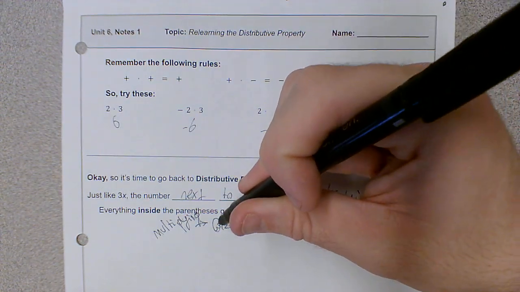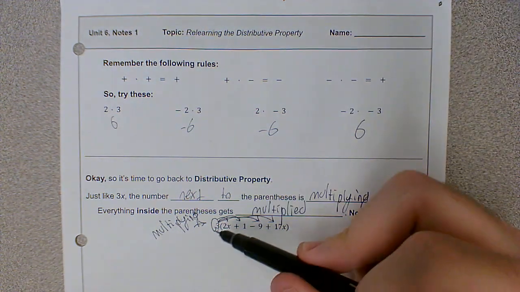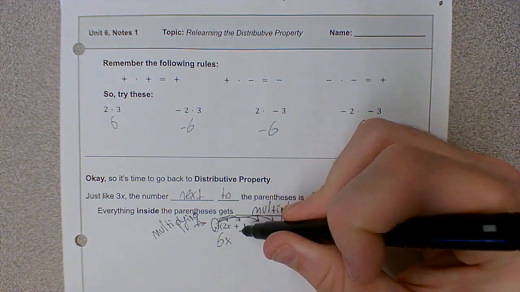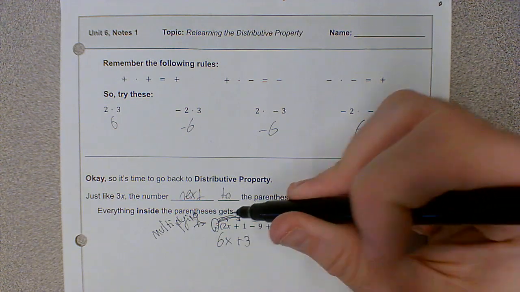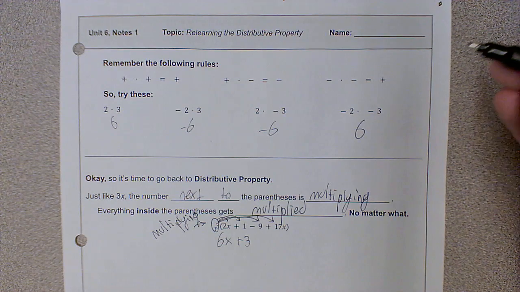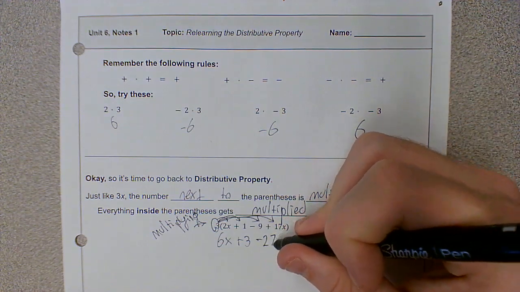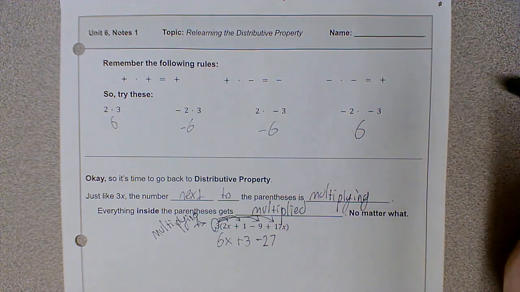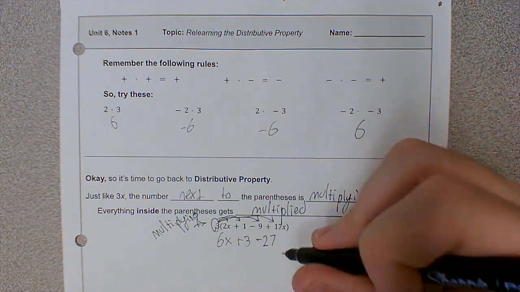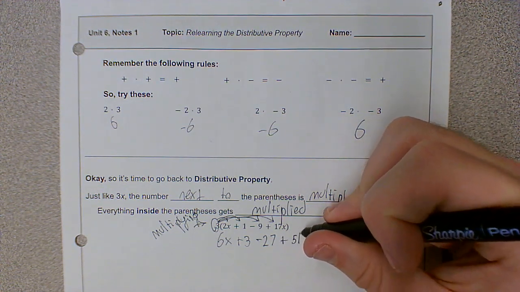It's that simple. So, 3 times 2 is going to give me 6x. 3 times 1 is going to give me 3. 3 times negative 9, remember this is a negative because there's a minus, gives me negative 27. And lastly, 17 times 3 is going to give me, let's see, that'll be positive 51x.